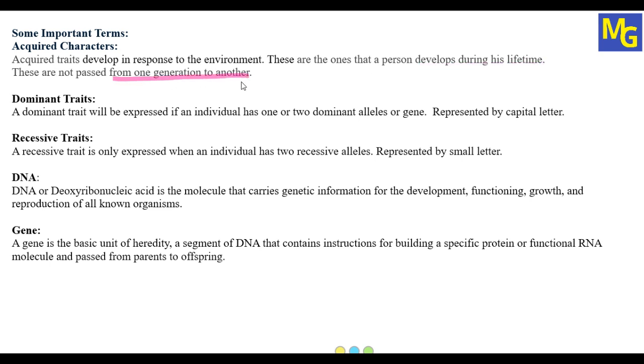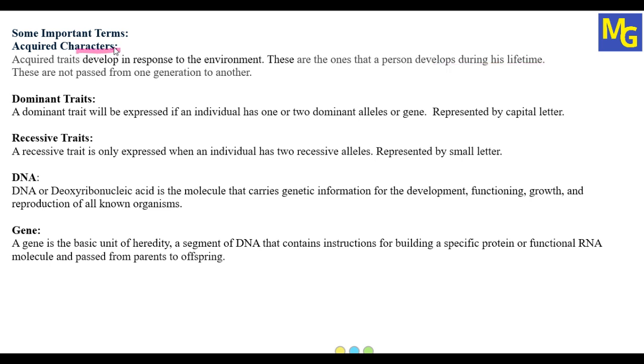So I hope you are understanding. Once the individual takes birth and starts living in the environment, depending on the changes in the environment, he or she will start making changes in himself or herself. So all those changes which it has acquired during its lifetime are called acquired characters.